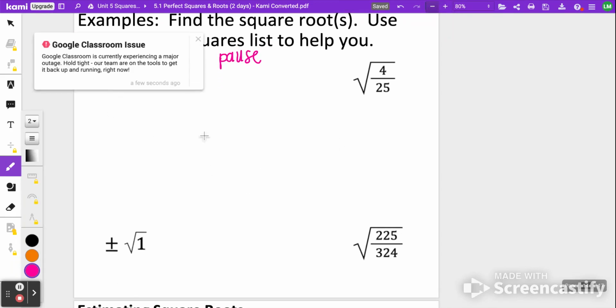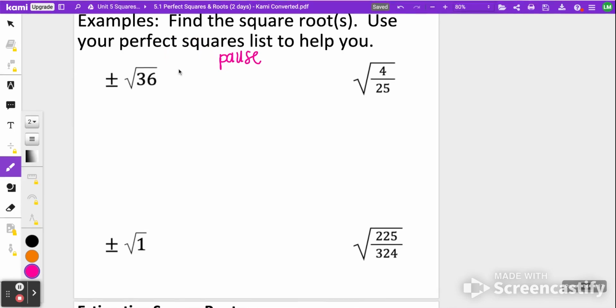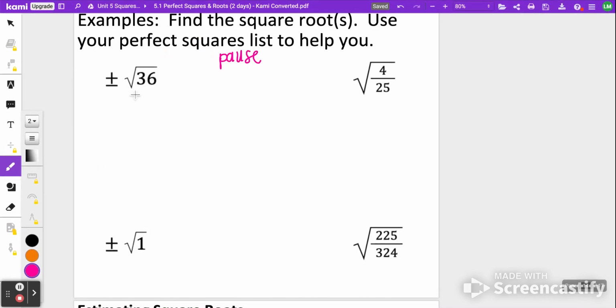All right. When we see these, we're going to just try to figure out what times what would give us 36. And notice we have a plus minus sign in front. So my answer should also have that plus minus sign. So I get plus minus 6. The positive negative square root of 1 is positive negative 1.